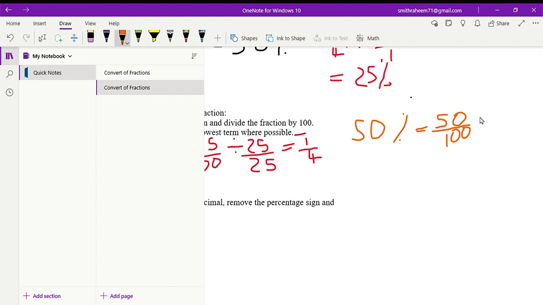So let's reduce this. You could divide both the top and the bottom by 50. So 50 into 50 is 1, and 100 divided by 50 will give us 2. So your answer for 50% to a fraction is half.